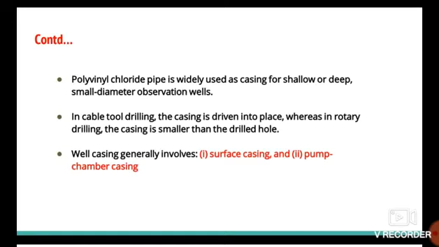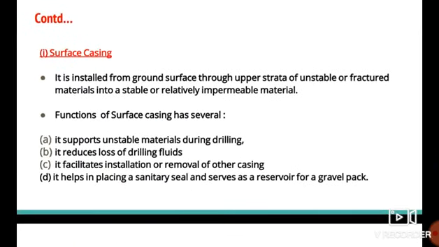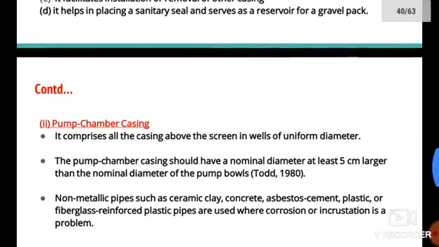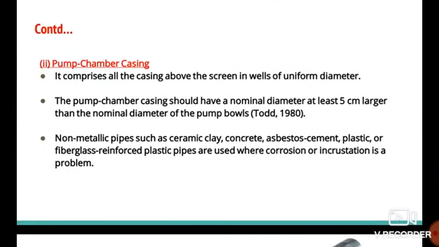Surface casing is whatever we see in our households, the concrete construction for the well. The entire concrete rings we provide for the well are known as surface casing. Pump casing is normally given in case of submersible pumps. Tube wells are there, right? In tube wells, the pump has to be inserted inside the well. So in that case, we have to give a casing for the pump. That casing is known as pump chamber casing. The properties of the surface casing and pump chamber casing are given here. You can read that.